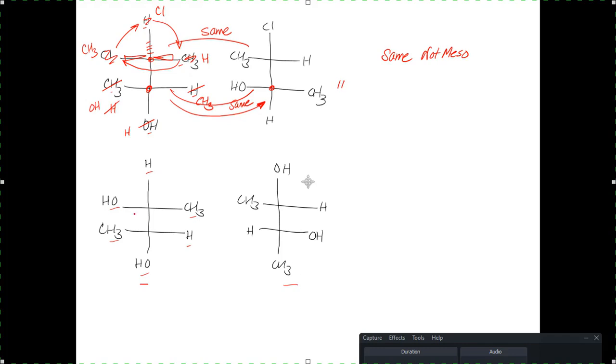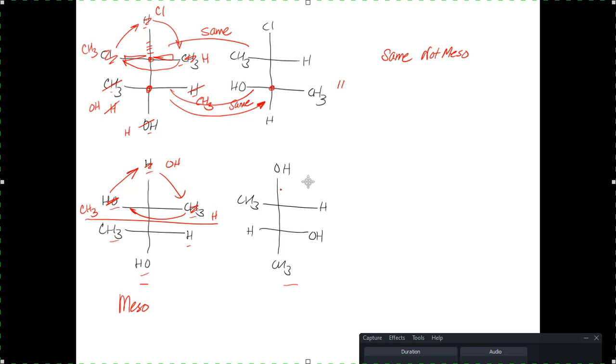So now I'm going to go ahead and rotate my groups and try and line them up. And so I'll rotate my OH group up here. I'll rotate my hydrogen group here. And I'll rotate my methyl group down here. Did the groups line up? Yes, there's my mirror plane. The molecule on the left is meso.